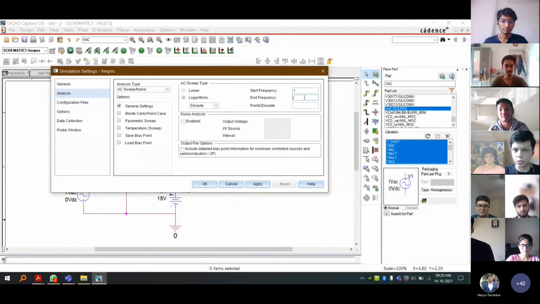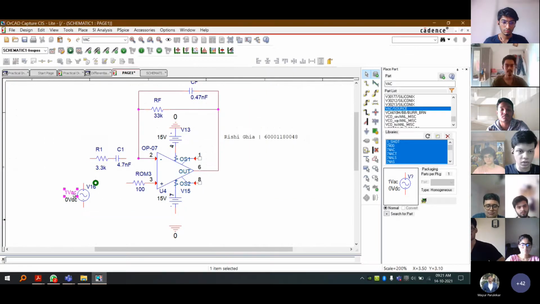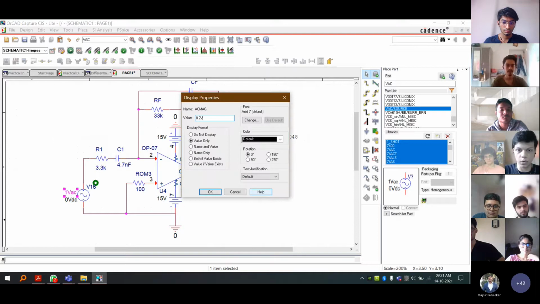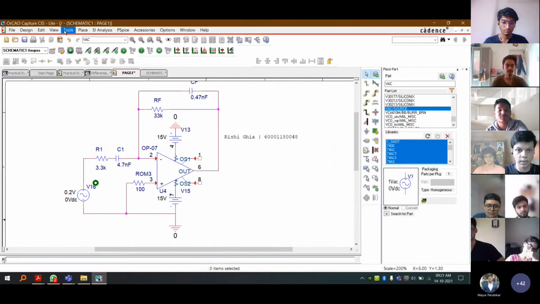Starting frequency, I'm going to start with 1. I'm going to go up to 100 million. You generally go to a higher level like 100 million in a differentiator to get the complete frequency response graph. So normally I would type in 100M, but for some reason this is giving me an issue here in Orcad. But I'll still show you guys what I'm talking about. So this will become 0.2 V, our input voltage, and I'll press play.